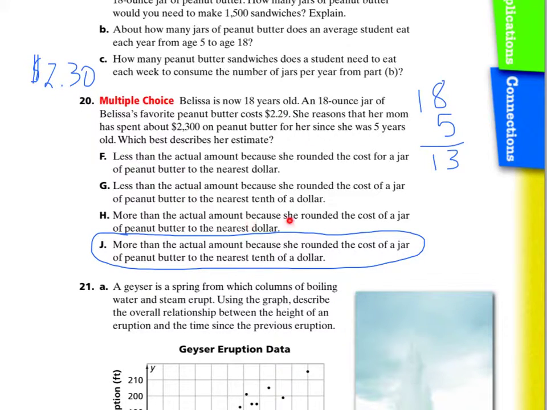H, more than the actual amount because she rounded the cost of a jar of peanut butter to the nearest dollar. Once again, she did not round it to $2. That wouldn't work out. So it's got to be J, more than the actual amount because she rounded the cost of a jar of peanut butter to the nearest tenth of a dollar. So the nearest tenth of a dollar is $2.30. So obviously that's what she estimated, because that goes into 2,300 evenly. So 230 times 1,000, and that's what gives you $2,300.